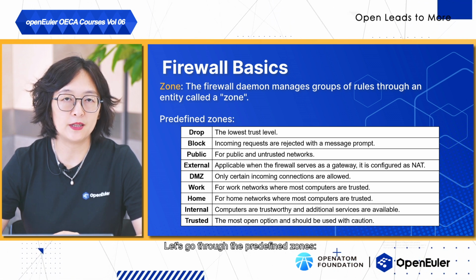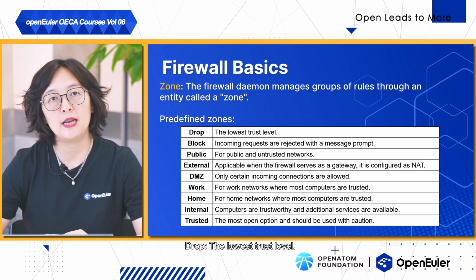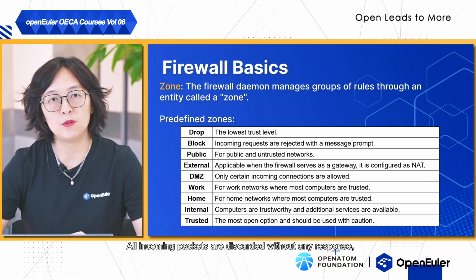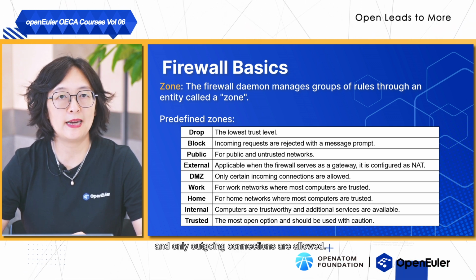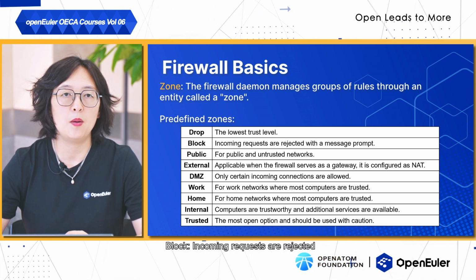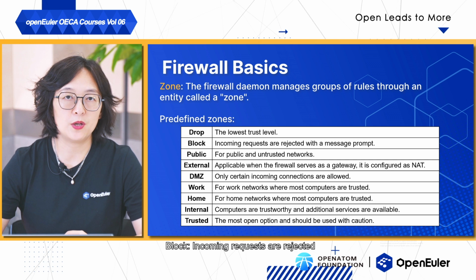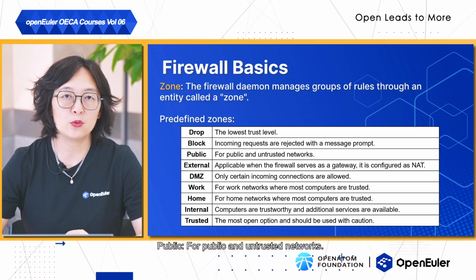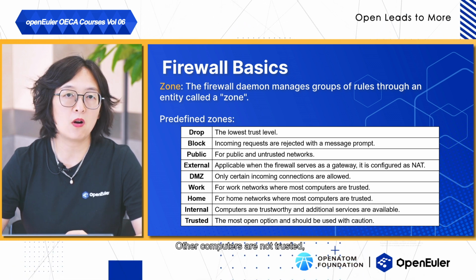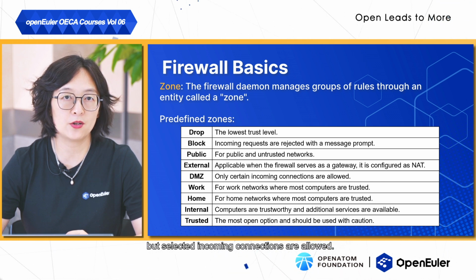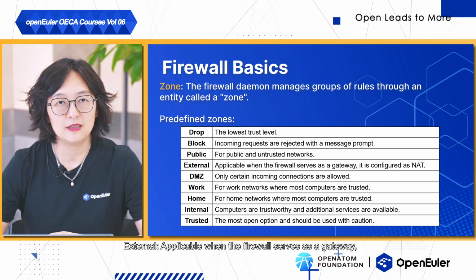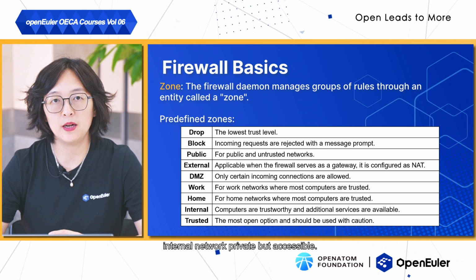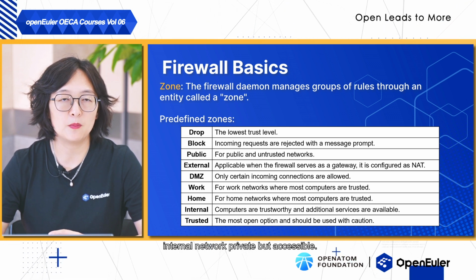Let's go through the predefined zones. Drop, the lowest trust level. All incoming packets are discarded without any response, and only outgoing connections are allowed. Block, incoming requests are rejected with a message prompt. Public, for public and untrusted networks. Other computers are not trusted, but selected incoming connections are allowed. External, applicable when the firewall serves as a gateway. It is configured as NAT to keep your internal network private but accessible.